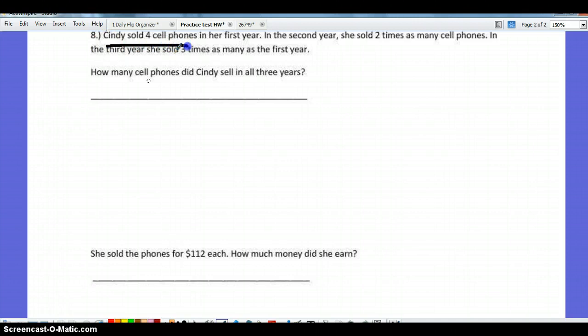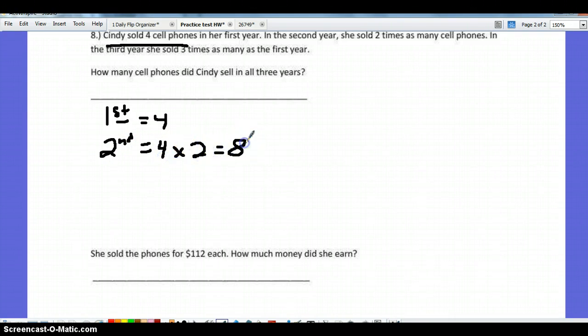Cindy is selling cell phones. In her first year, notice how I'm setting up a picture, she sells 4 phones. In her second year, she sells 2 times as many. So that is her first year times 2, which equals 8. Now make sure they're reading the question specifically because, again, in her third year she sells 3 times as many as her first year, not of this 8.